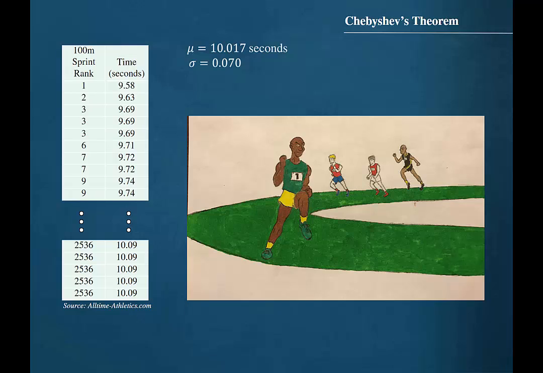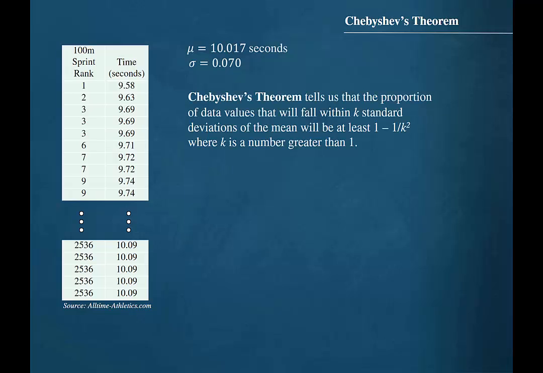It is frequently very useful to be able to predict where proportions of data points will lie relative to the mean of the data set. One of the tools that is used to make these types of predictions is called Chebyshev's theorem. Chebyshev's theorem tells us that the proportion of data values that will fall within k standard deviations of the mean will be at least 1 minus 1 over k squared, where k is a number greater than 1.